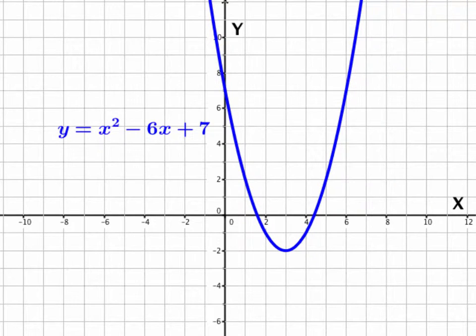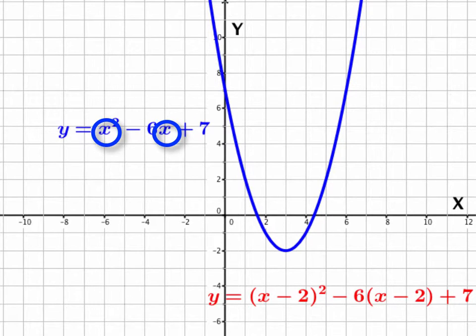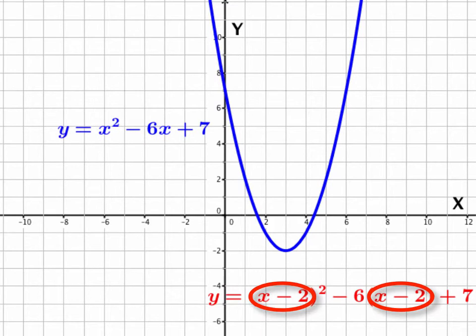So here's the equation y equals x squared minus 6x plus 7 and the graph that goes along with it. Now, if we wanted to graph the new equation y equals (x minus 2) squared minus 6 times the quantity (x minus 2) plus 7, all we'd have to do is take all the x's in our original equation and replace them with an x minus 2.